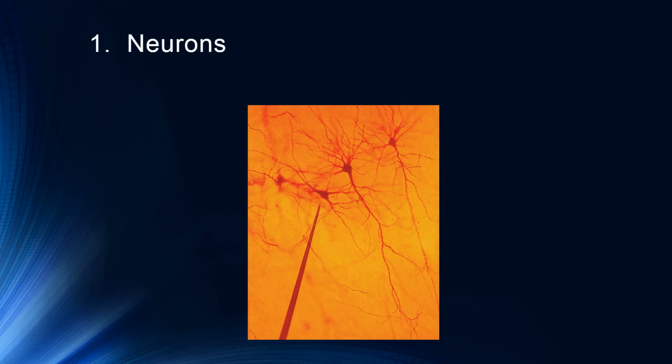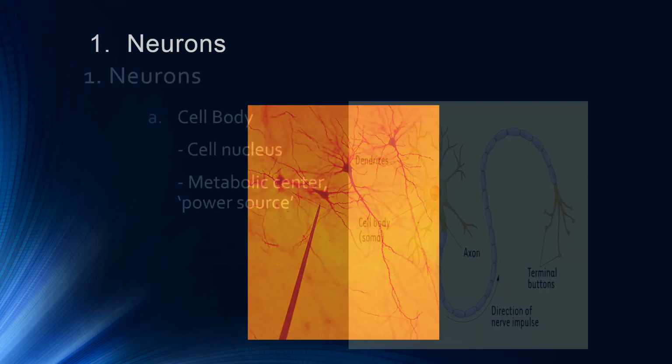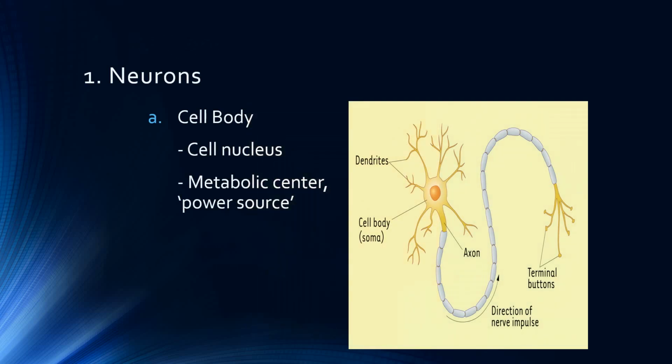So this is what a neuron looks like in real life. Looks like a pyramidal cell, which gets its name by its pyramid shape. You can see the branching dendrites and then the single long axon coming out from the cell body. So we'll start by talking about the cell body. This is where the cell nucleus is located. This is also where the metabolic center or power source of the cell is, which is, of course, the mitochondria. All of this is there in the cell body.